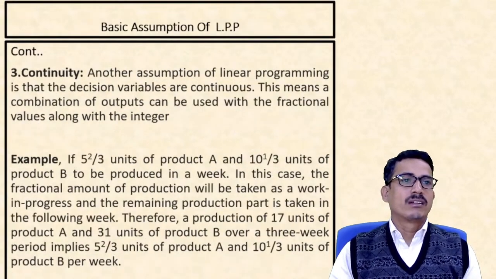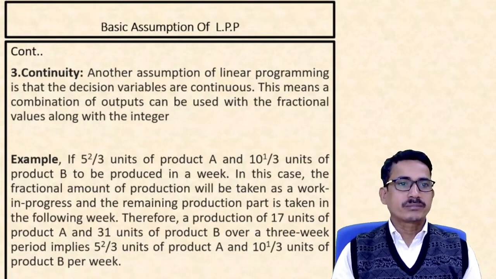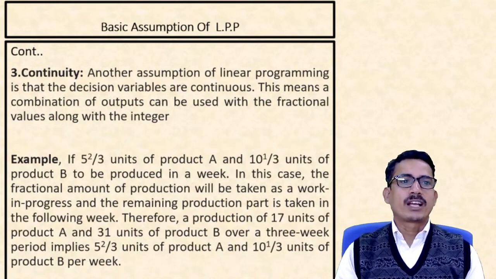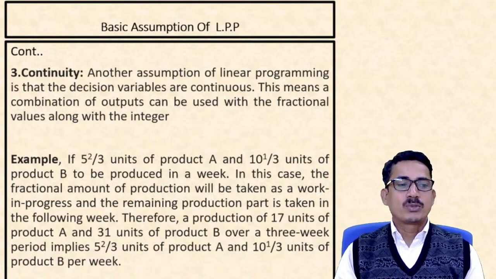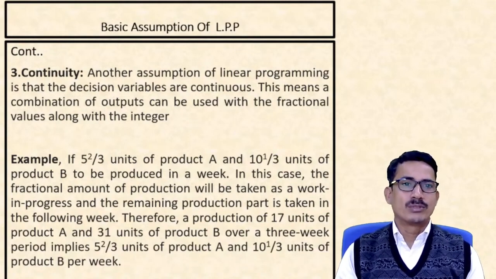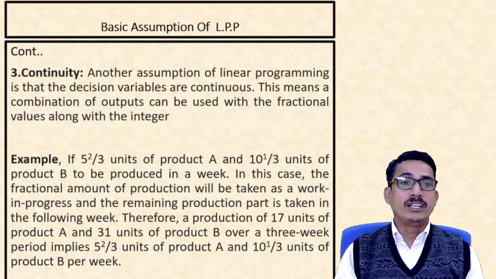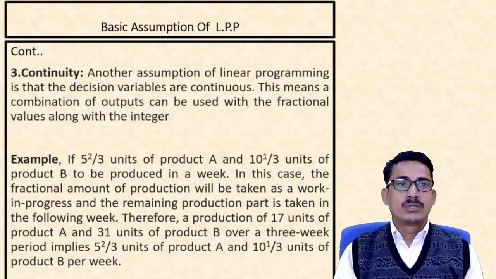Now coming to the next assumption, that is continuity. It is another assumption of linear programming, which says the decision variables are always continuous. They are not fixed. This means a combination of output can be used with fractional values along with integers. Sometimes you have real values, sometimes fractional values. For example, durations: the duration can be 2 hours, it can be 2.5 hours. In the case of labor, it will be integer values, but in the case of time, it will be fractions. So both have to be taken. The meaning of continuity is that continuities are there in the decision variables.